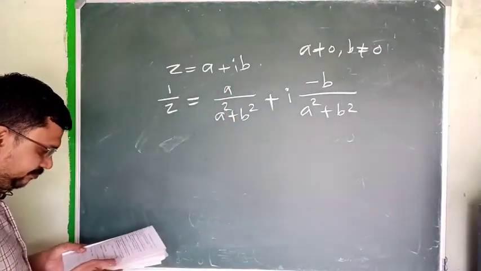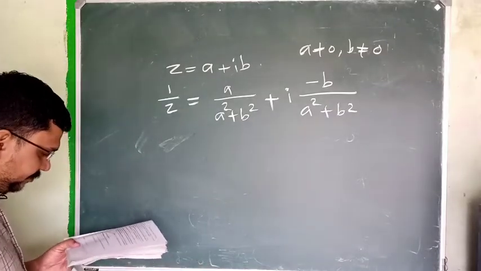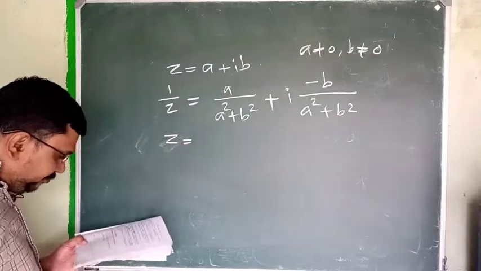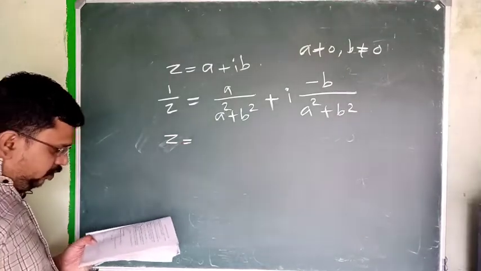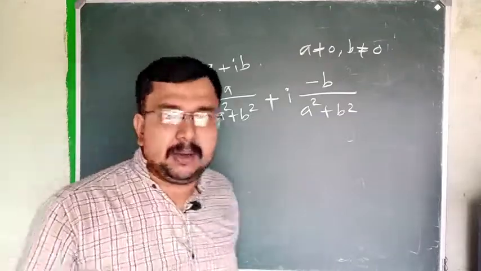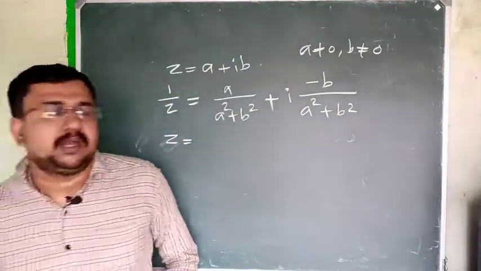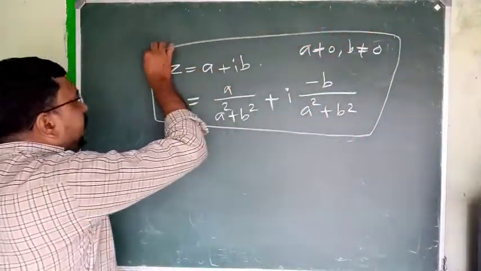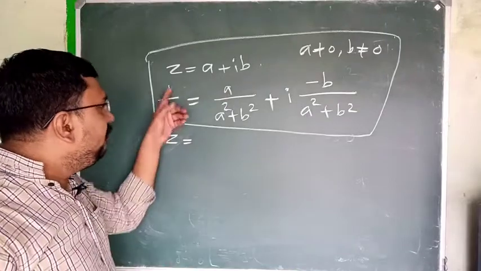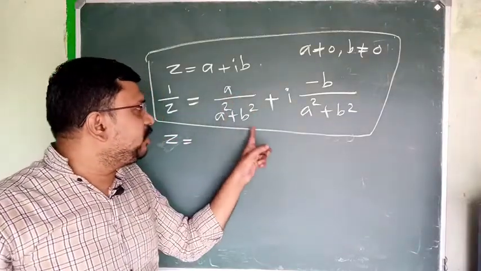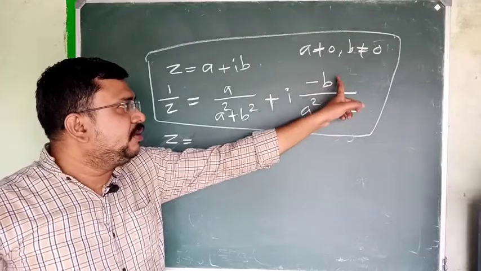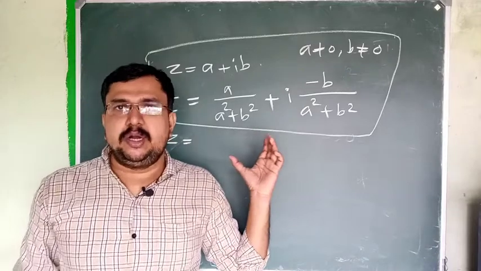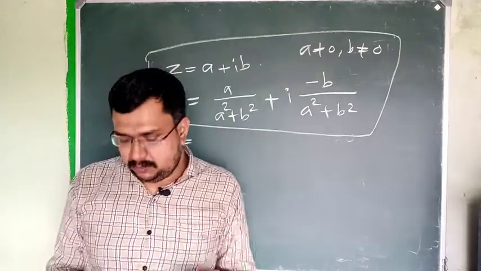For example, if Z equal to 2, we can do a problem. Just listen. This is very, very important. Write down in your notebook. If Z equal to a plus ib, then 1 by Z equal to a by (a square plus b square) plus i into minus b by (a square plus b square). Very, very important. Please write down in your notebook. Then we can do some problems.